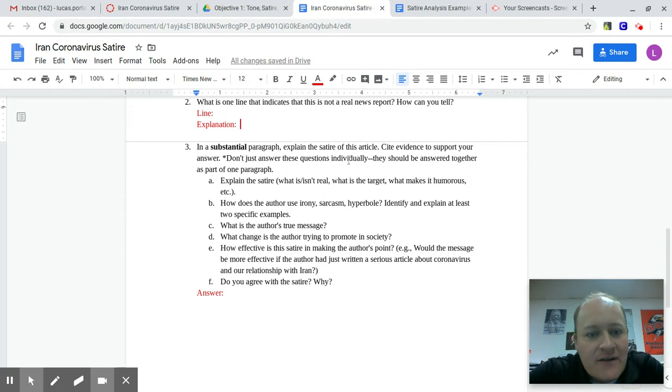This is a paragraph. Okay, A, explain the satire. What is or isn't real? What is the target? What makes it humorous, etc.? Don't say that Iran's the target, guys, because they want to bomb them. Okay, use your brain. What's the author trying to make fun of here? How does the author use irony, sarcasm, hyperbole? Identify it and explain it, please.